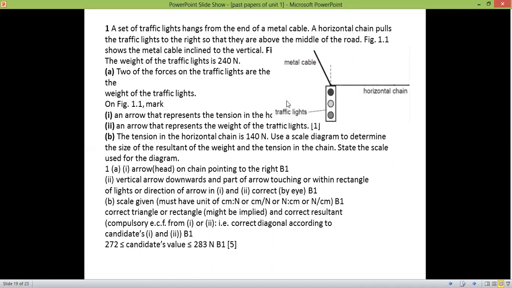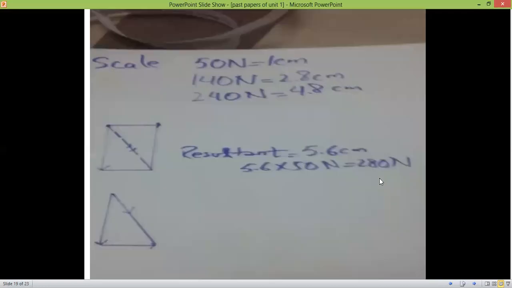There are two forces acting over here. One is the force of the traffic light, which is the weight. Weight always acts in the downward direction, and the weight of the traffic light is 240 Newton. And other is the force acting on this horizontal chain, and it is acting towards right. So the magnitude of tension is 140 Newton, magnitude of the weight is 240 Newton. So we can find the resultant force by using either parallelogram method or by using head to tail rule method.